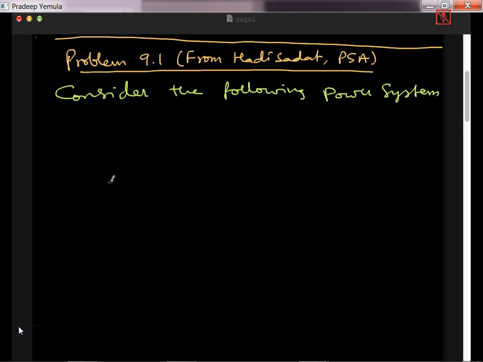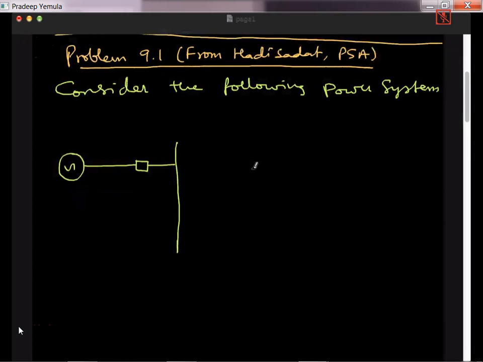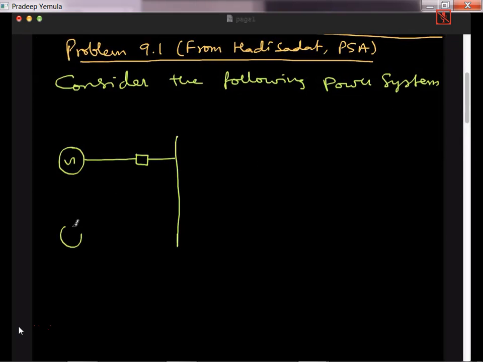So the power system is like this. There is a generator, and this generator is protected by a circuit breaker and connected to a bus bar. There is another generator, also the same structure.